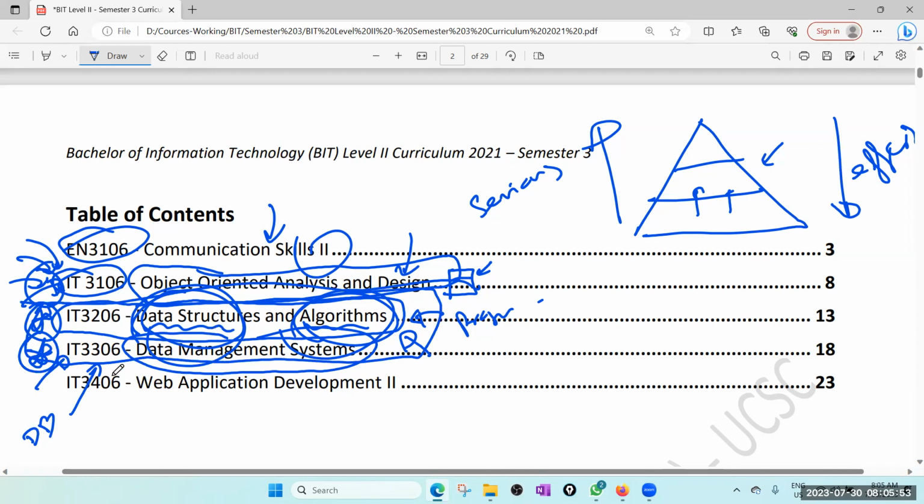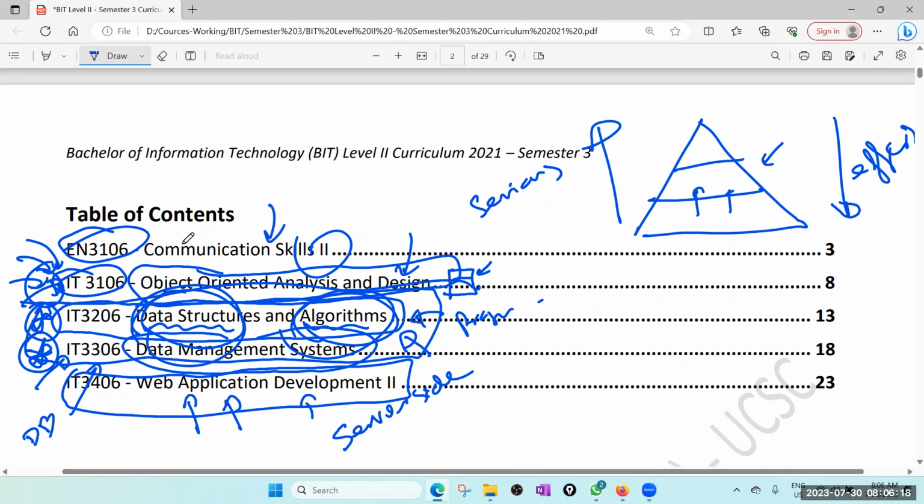And of course, the 5th subject is web development 2. That is a continuation of web development 1 in your semester 1, but here we are more interested in the server side. Content wise, it is a little bit bigger, but it's not that difficult if you understand the concepts. Right, so those are the subjects.